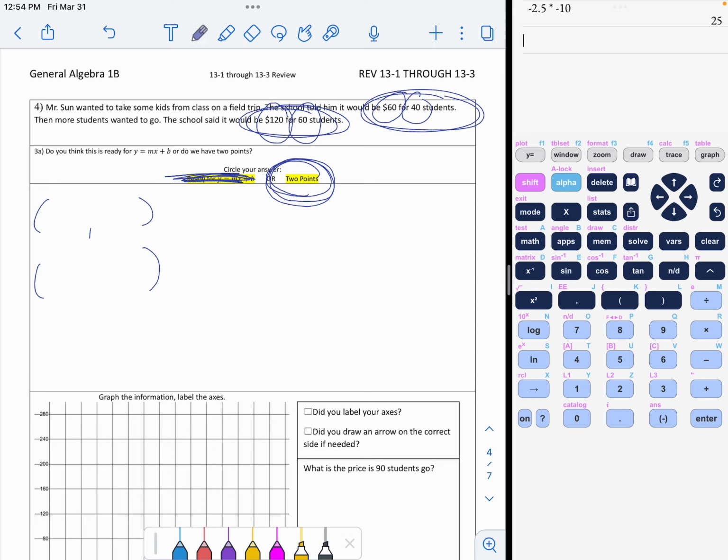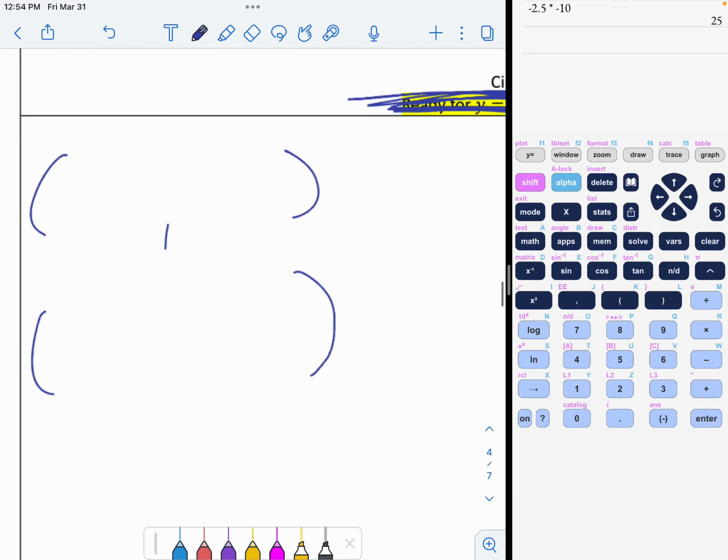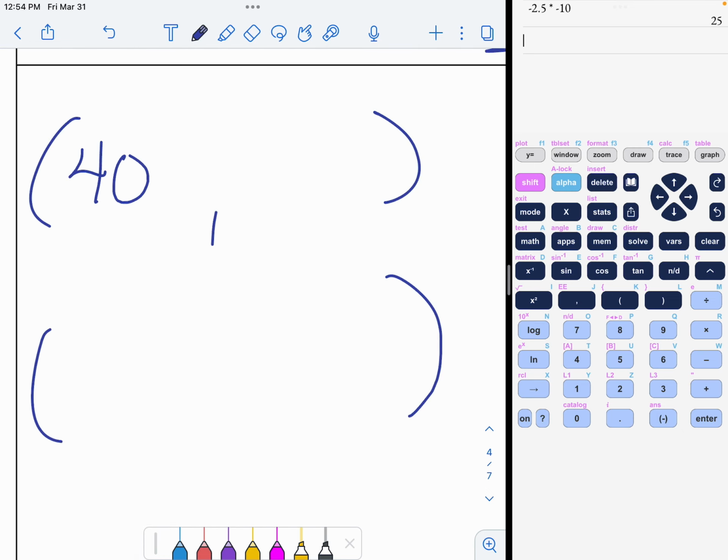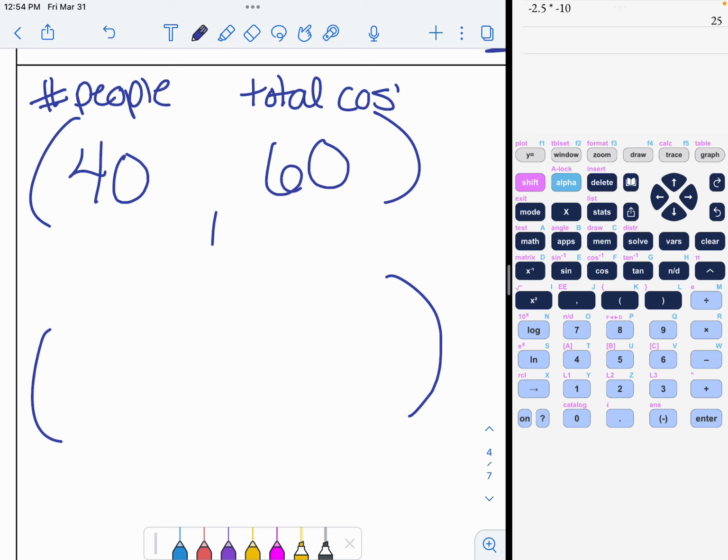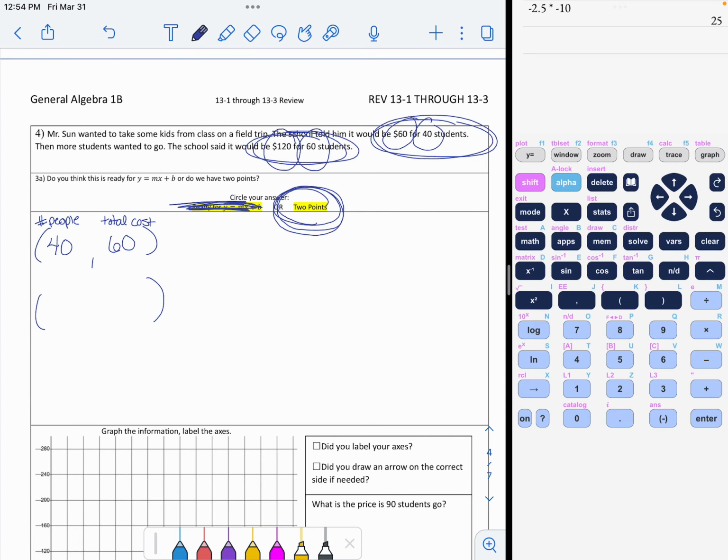So would you say, hey, I know it's $60, so I'm bringing 40 students? Or would you say, hey, I'm going to bring 40 students and therefore it's $60? Well, hopefully you picked option B. The amount of people is going to tell you how much it's going to be. So this is the number of people and this is the total cost. So this one was written backwards, but hopefully you're able to understand why I had to reverse it.